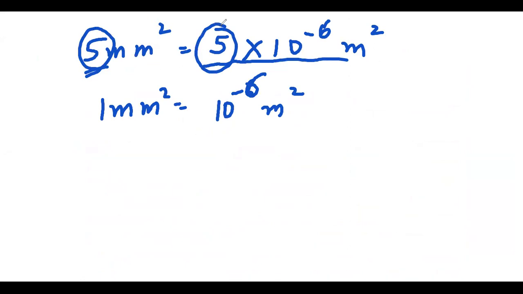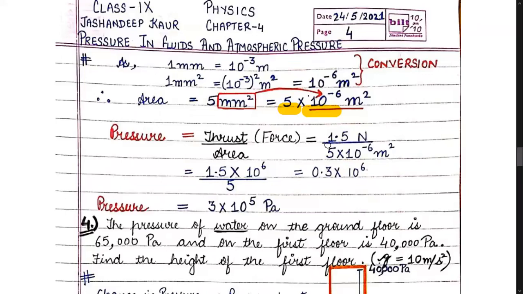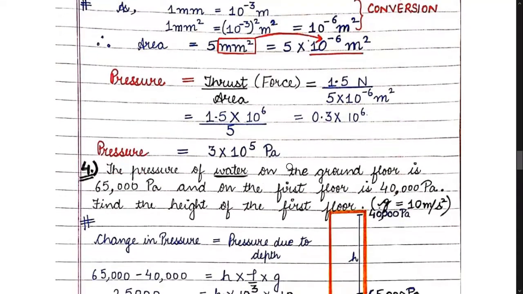Similarly, suppose I say find 21 millimeter square, how to write down? I'll write down 21, simple, multiplied by 10 raised to power minus 6 meter square. So this is the way we do conversions, and I hope this is clear. Now children, further solving the numerical part, you can find the area in meter square, and once it is done, calculate the answer using the formula pressure is equal to thrust upon area, and your answer will come in pascals.